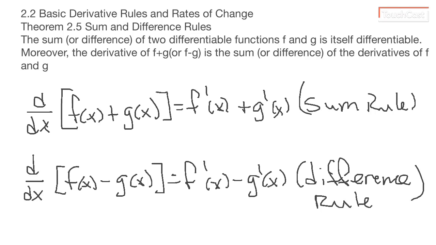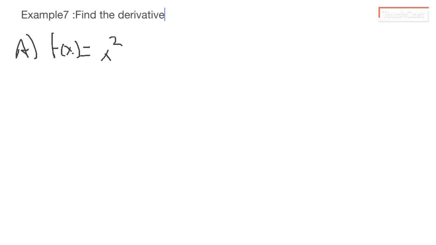So let's look at an example of how we would actually use the sum and difference rules. This is going to be example 7. All we're going to do is find the derivative. We're going to have 3 parts to this example, an A, a B, and a C. Part A, we're going to find the derivative of the function f of x equals x cubed minus 4x plus 5.